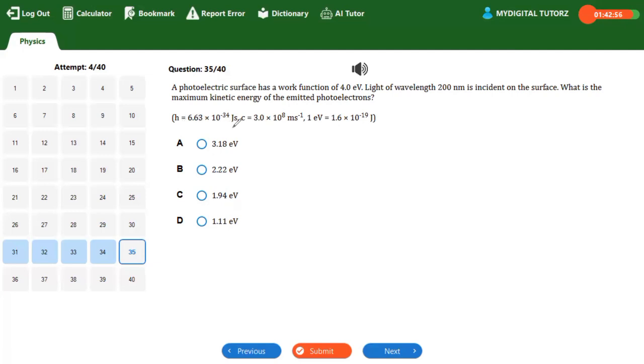Given that Planck constant is this, the speed of light is this, and 1 electron volt is 1.6 times 10 raised to power minus 19 joules. So, solution: when light falls on a metal surface, in the process known as the photoelectric effect, there is what is known as the work function, which is the minimum amount of energy needed to emit the electron, right? And after the electron has been emitted, it has to leave the metal surface, and it has to have what?